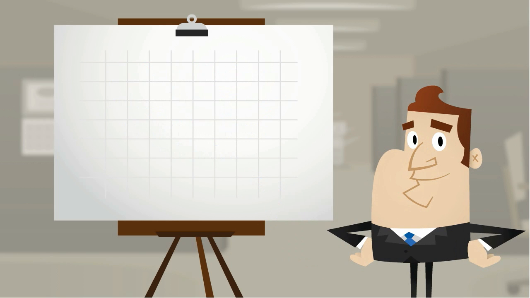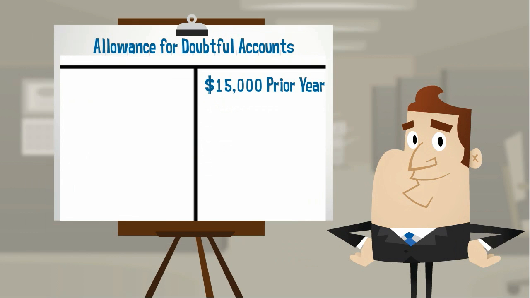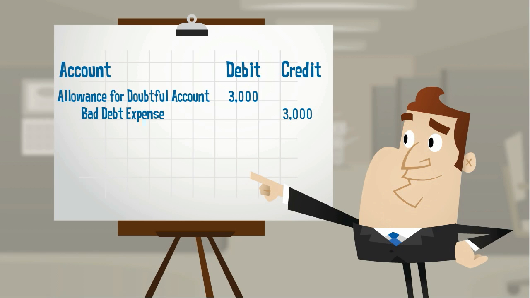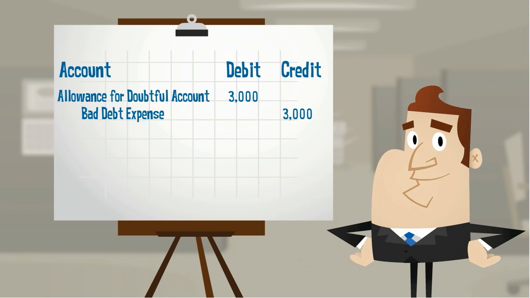In this case, management needs to reduce the leftover $15,000 credit balance from prior year down to only a $12,000 credit needed for the current year, and will record the following adjusting entry. Debit allowance for doubtful accounts $3,000, credit bad debt expense $3,000.